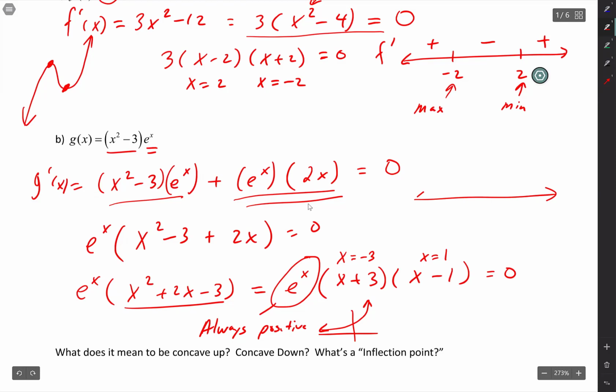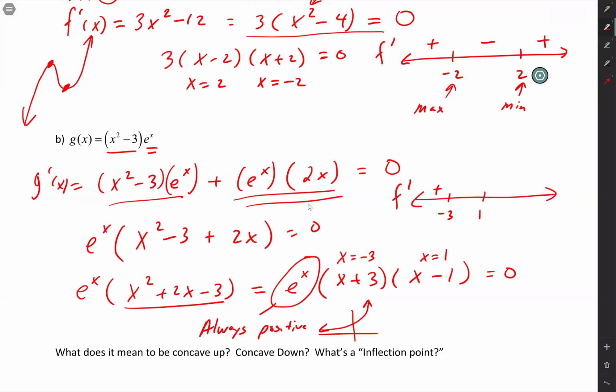I draw my number line. I label this f prime. I go to 1 and I go to -3. I'm going to pick values. I do not care about e to the x. E to the x is always positive, like we said. I'm just going to choose values. If I choose -10, x plus 3 is negative, x minus 1 is negative. When I put a -10 in there, negative times a negative is a positive.